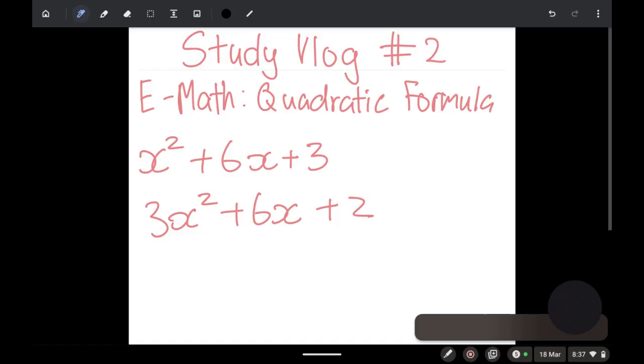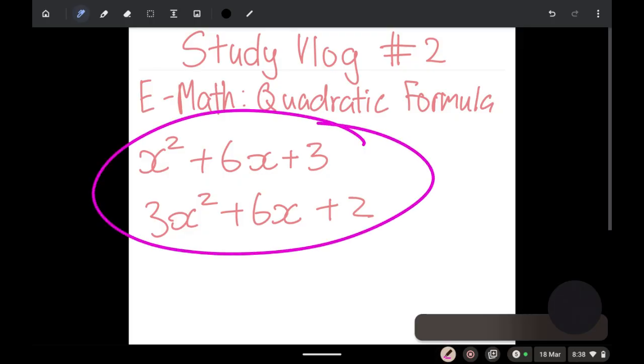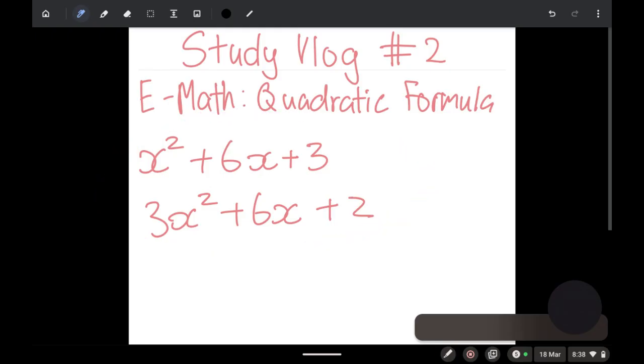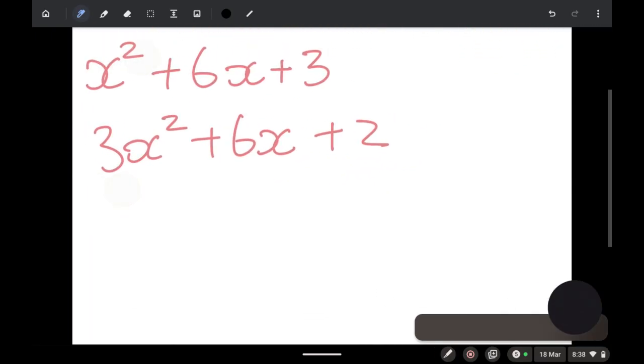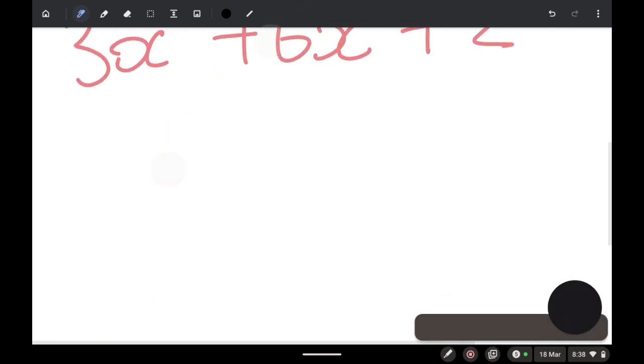Today my friend raised a question which is quadratic formula in Sec 3 E-Math. So today I'll be going through just that, and the objective will be able to find out how to solve this equation. Okay, first of all, some of you might not know, but there is like a song for the quadratic formula, so I'll sing it.